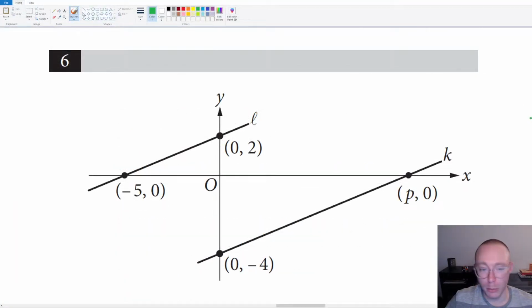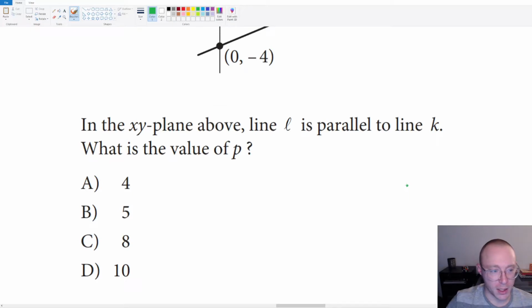Okay, this is number 6, and we have a diagram here of two lines on the XY plane, and they're giving us some points. We can just quickly notice that there is a missing coordinate here for this point, line K, and let's read the question. In the XY plane above, line L is parallel to line K. What is the value of P?